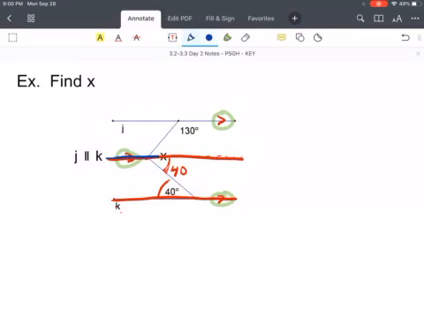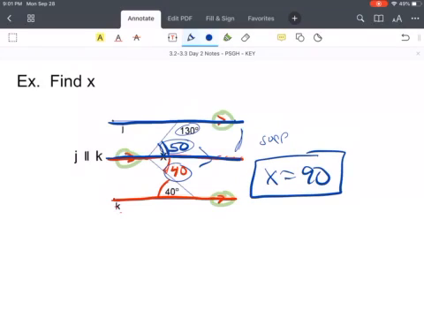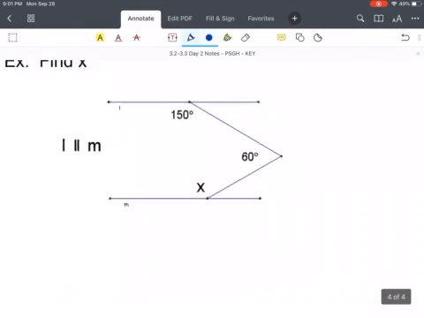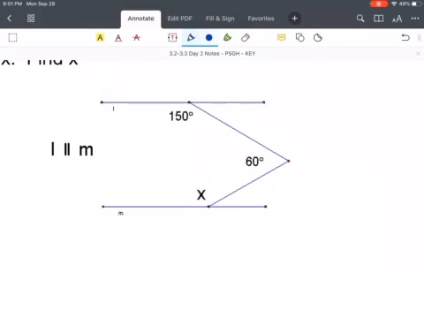Then using the same line and the top line, I can say that the top part here of x and 130 are consecutive interior angles, so they are supplementary. So this part is 50. So I have broken x up into two separate angles, the top part being 50, the bottom part being 40, which means that x equals 90. So again, we're trying to divide this angle up using this point in here to allow us to apply all of our parallel line properties.